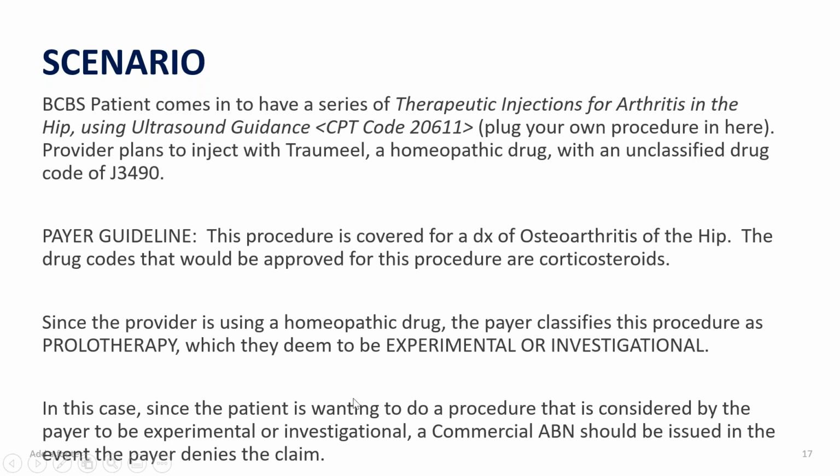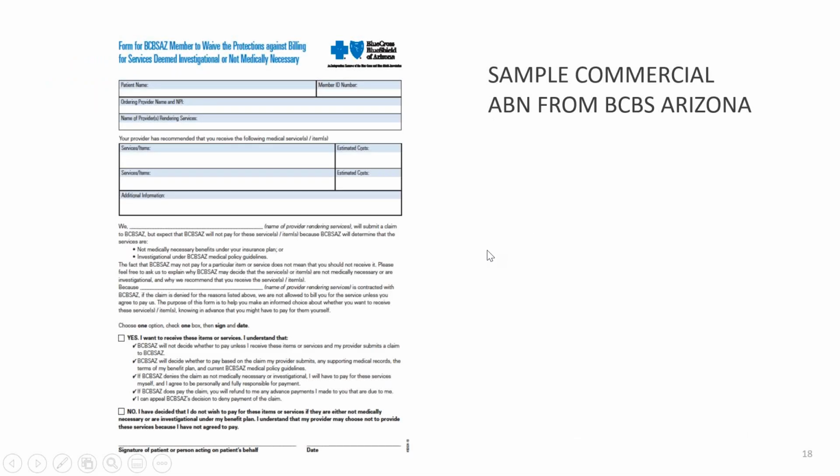So since the patient is wanting to do a procedure that's considered by the payer to be experimental, a commercial ABN should be issued in the event the payer denies the claim. Now, here's an example of one. This actually comes from Blue Cross Blue Shield of Arizona. We have several Arizona clients, and so we went in as a billing company and we found some of the commercial payer ABNs for our clients. And so this is one that I have on file. I wanted to show it to you.